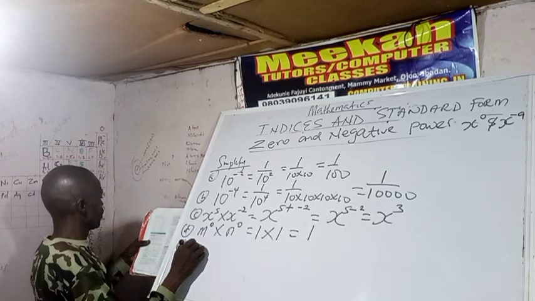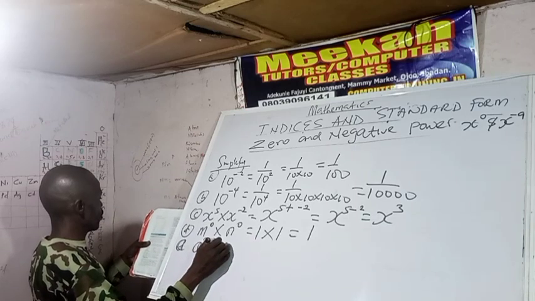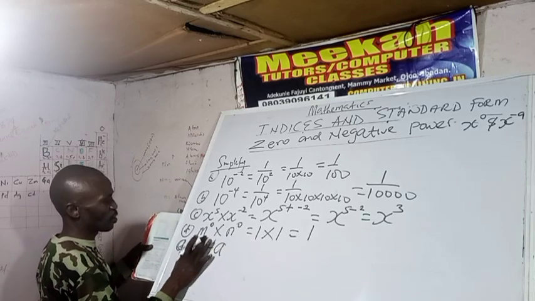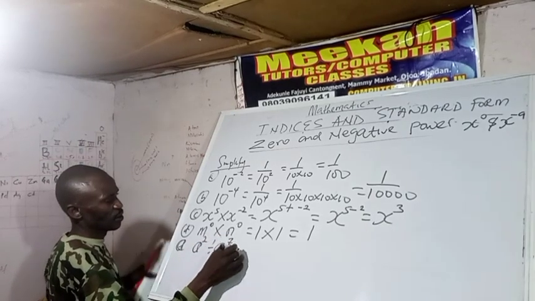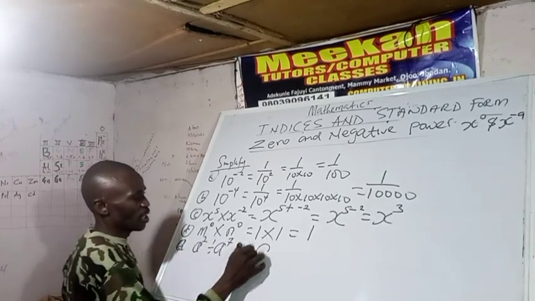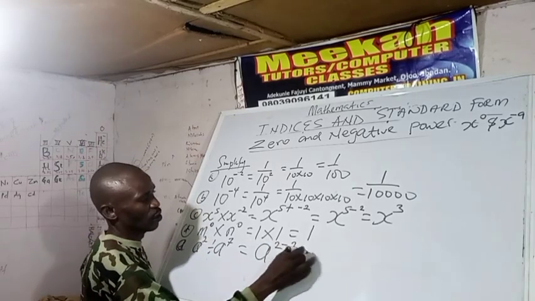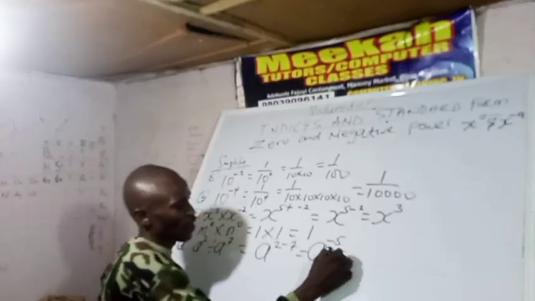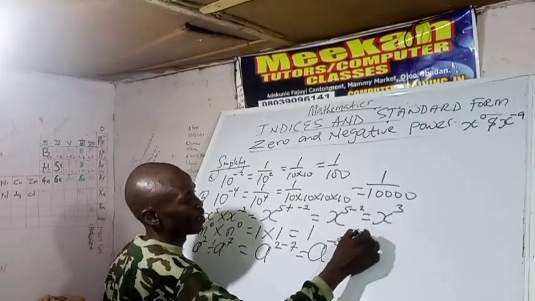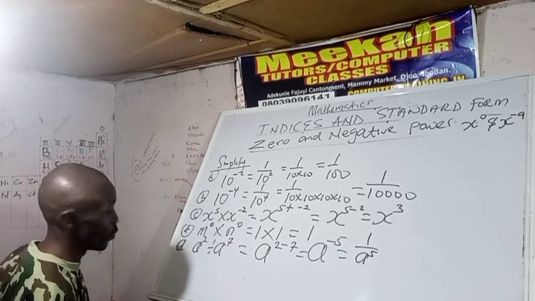You have a raised to power 7 divided by a raised to power 2. The division becomes minus 7, so what do you have? a raised to power minus 5. You can take this further: minus becomes 1 over a raised to power 5. Are we clear with that now?